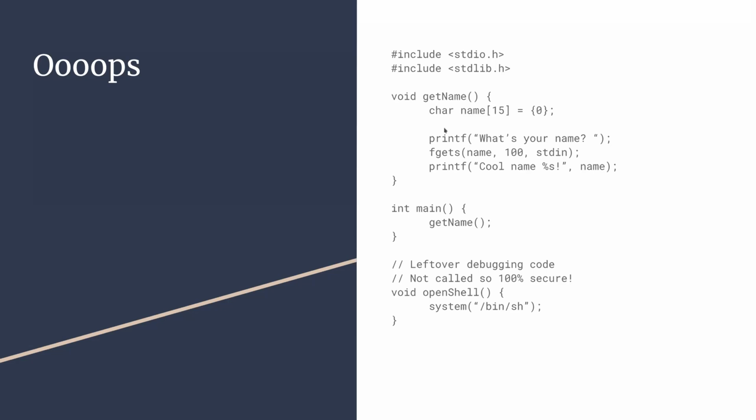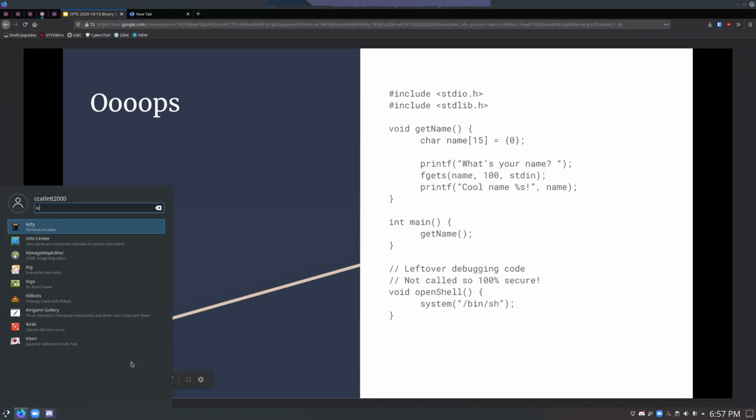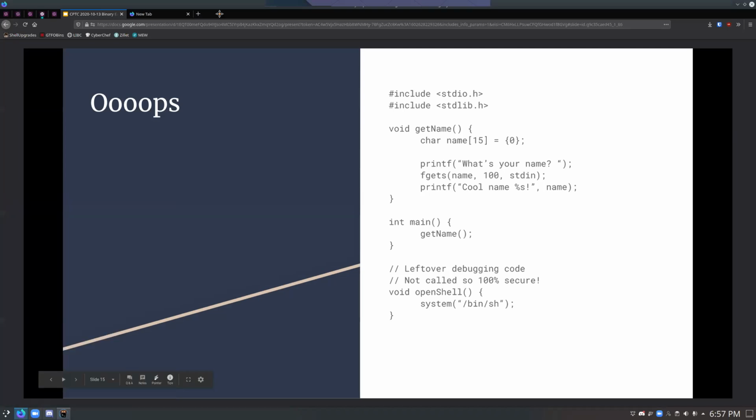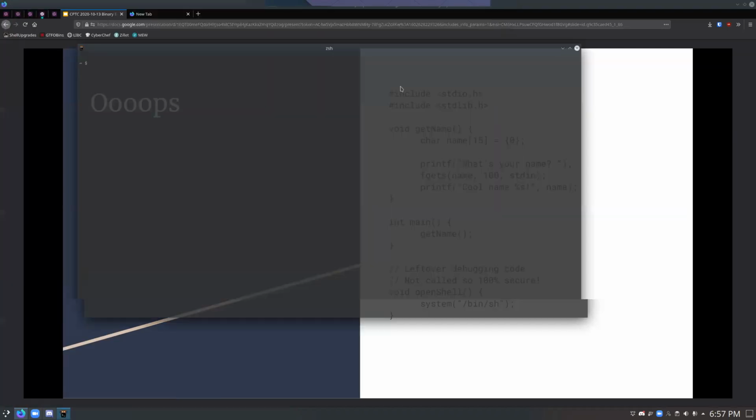You can see we have a getName function. It reads in your name and then prints it out, and that's called by main. And we have this leftover debugging code, but you can see in the comment it's 100% secure because it's not actually called anywhere in the program, so it couldn't possibly do anything harmful. So I'm going to get out of this presentation and start up a terminal real quick, and we are going to start our first pwning challenge.